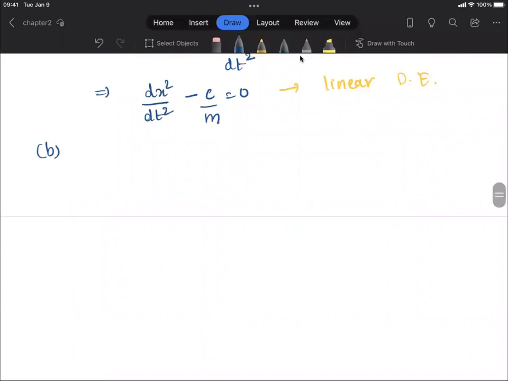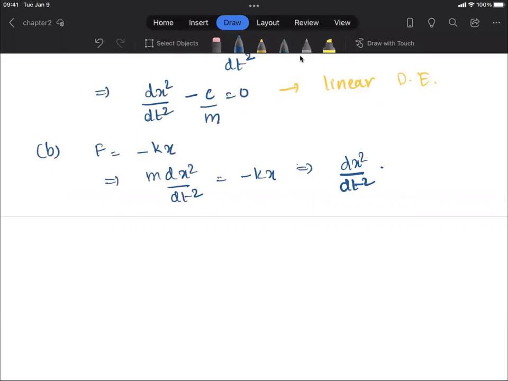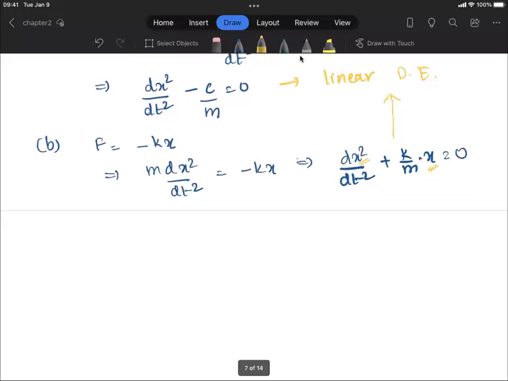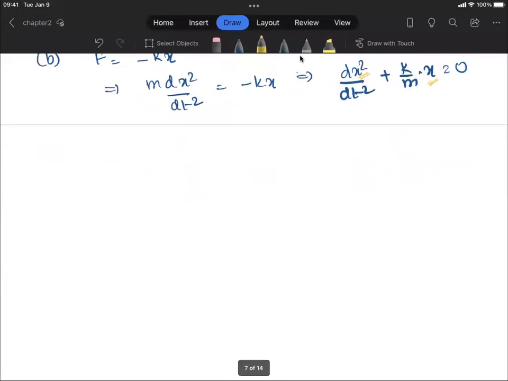Now in part B, F is equal to negative K times x. That implies this is still a linear differential equation because the second derivative of x and x itself are both still raised to the power 1. So it's definitely linear.